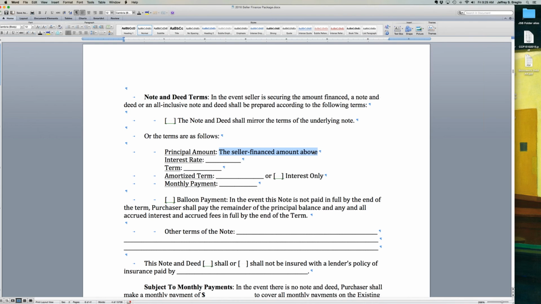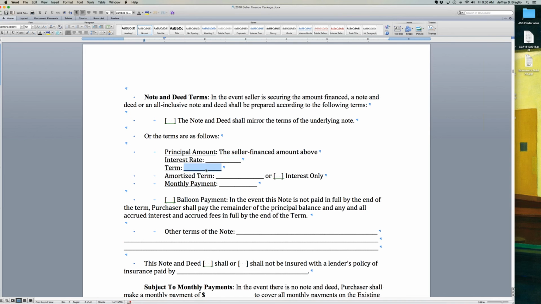If it's a true seller financing, let's say that you're buying the house for $100,000 and there is no mortgage. Then again, what is the principal amount? It's $100,000, because that's the purchase price of the house. And if you put $2,000 down on a $100,000 house, how much is your principal amount? $98,000. So again, it works just like any other mortgage. Then you've got to have an interest rate. That's the percentage interest that you're charging for the loan.